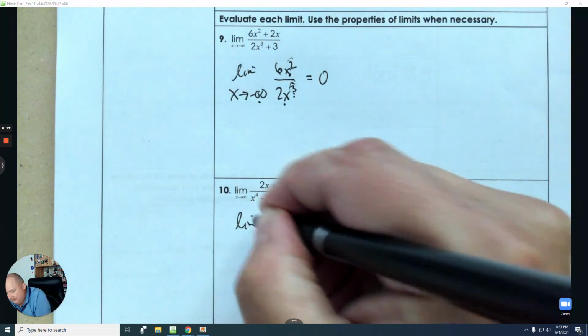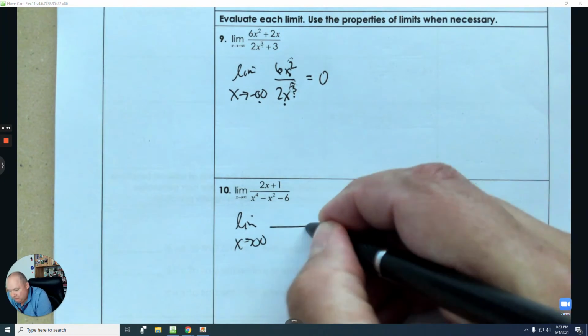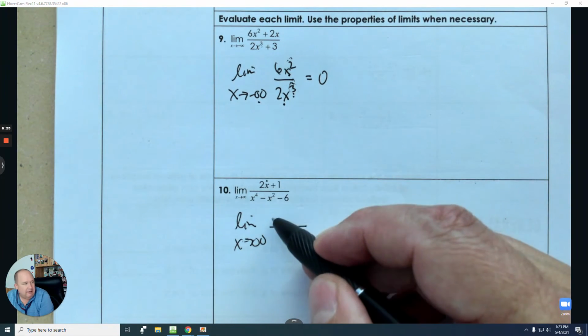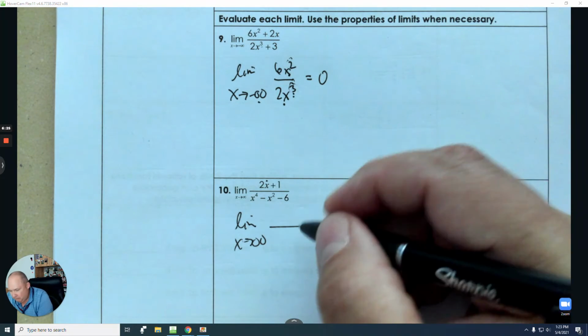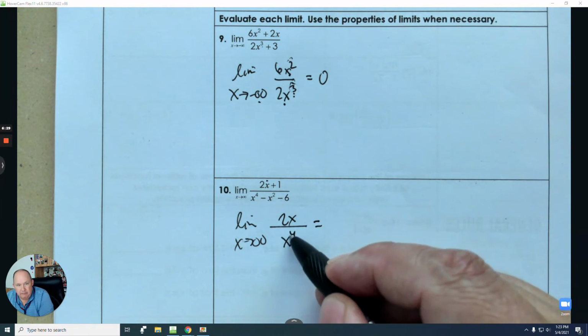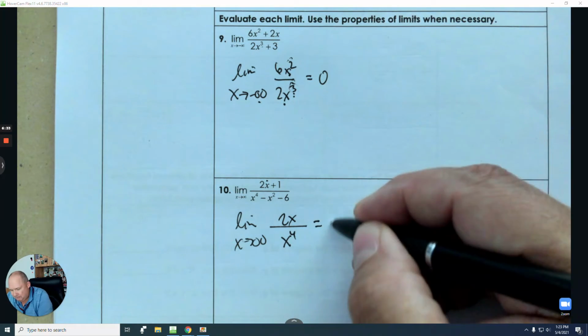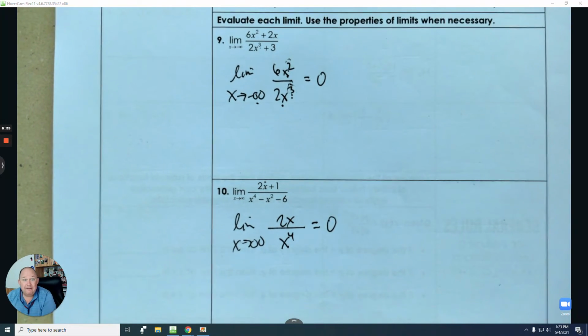The limit as x approaches infinity. And again, just looking at the power terms, which is 2x over x to the 4th. Notice the bottom is more powerful. Whenever the bottom is more powerful, both ends are approaching 0. And that's as simple as it is.